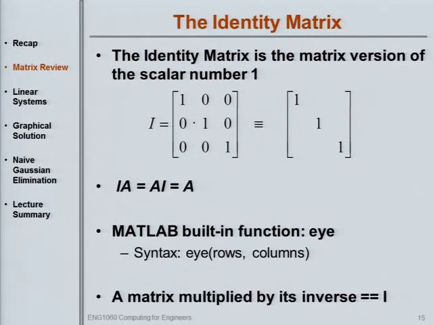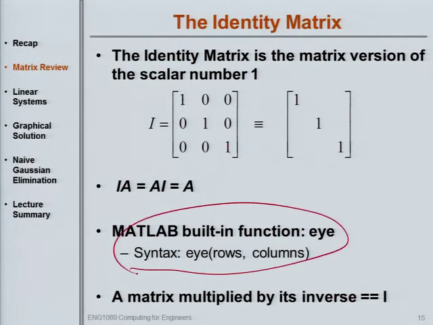I think you know about the identity matrix. We've discussed that already. It's got 1s down the diagonal and 0s everywhere else. The nice thing about the identity matrix is that A times I is equal to A. It's also equal to I times A. Okay, and we've already looked at the syntax for I.